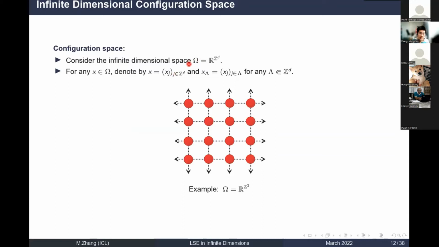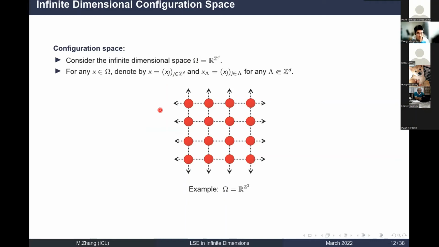So in this case, our space is R to Z to D. I think the way to interpret this is that you can think of this space as an infinite dimensional vector space. For example, all of the indices are in the lattice Z^d. If you have Z^2, then your particles are arranged in a two-dimensional lattice structure, and every particle will have a random variable in R. So that's the setup.